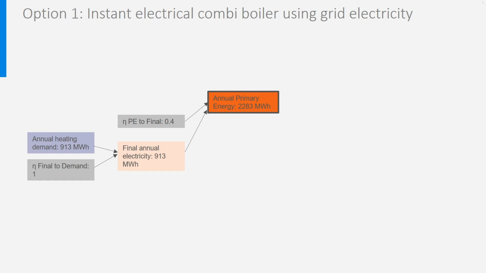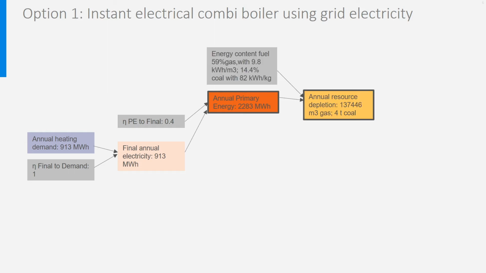For this, we need the efficiency of making electricity from natural resources. We saw that in the Netherlands, this efficiency is around 0.4. The annual primary energy is therefore 913 divided by 0.4, which is 2283 megawatt-hour. If we know the electricity mix, you can find it in a previous lecture, you can estimate the resource depletion for each of the fuels belonging to the mix.